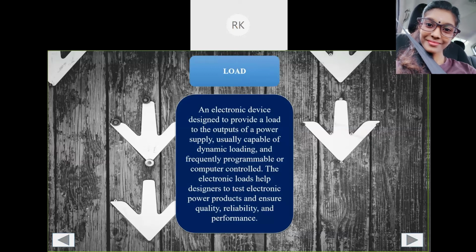Today I wanted to explain about load, an electronic device designed to provide a load to the output of a power supply, usually capable of dynamic loading and frequently programmable or computer controlled. The electronic loads help designers to test electronic power products and ensure quality, reliability and performance.